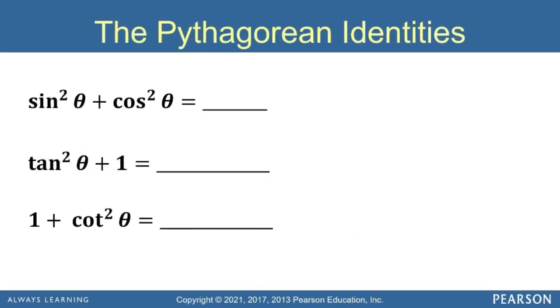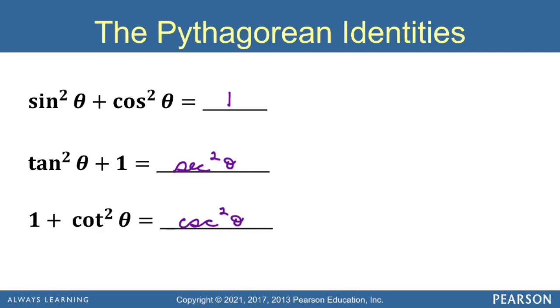Now let's pick up our last set of identities for this section, and these are the Pythagorean identities, which you also may remember from the end of section 1.4. So I'm just going to give them to you, and then we'll talk about them. Sine squared of theta plus cosine squared of theta equals 1. Tangent squared theta plus 1 equals secant squared theta. And 1 plus cotangent squared theta equals cosecant squared theta.